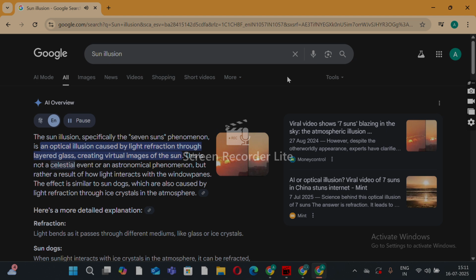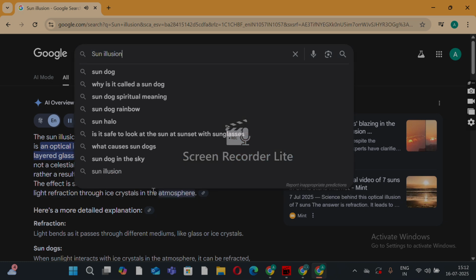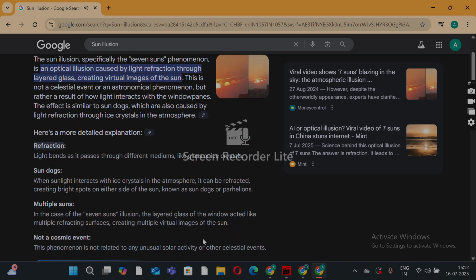This is not a celestial event or an astronomical phenomenon, but rather a result of how light interacts with the window panes. The effect is similar to sundogs, which are also caused by light refraction through ice crystals in the atmosphere. Here's a more detailed explanation. Details. 1. Refraction. Light bends as it passes through different mediums, like glass or ice crystals. 2. Sundogs. When sunlight interacts with ice crystals in the atmosphere, it can be refracted, creating bright spots on either side of the sun, known as sundogs or parhelions.